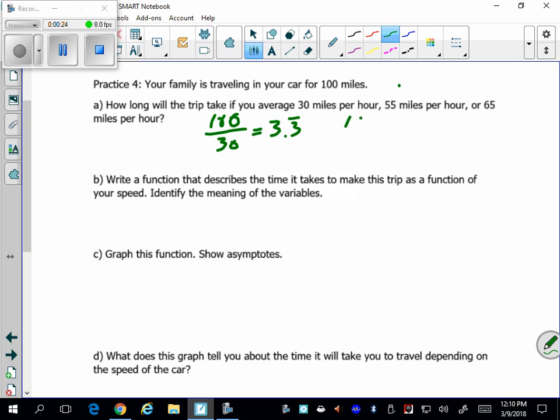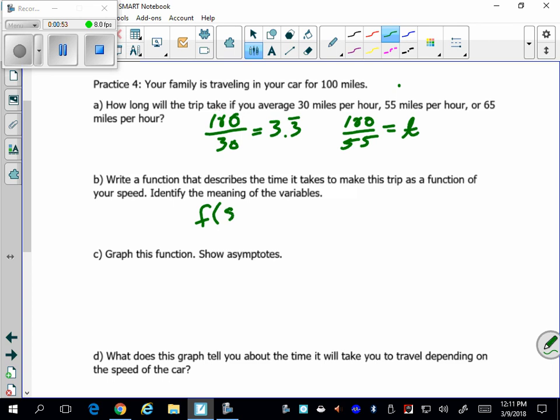If you were going 100 miles averaging 55 miles an hour, it's the distance, 100 miles, over your rate, and that will equal your time. And the same thing with 65. What I'm trying to get at here is we want a function that describes the time it takes to make the trip as a function of your speed.